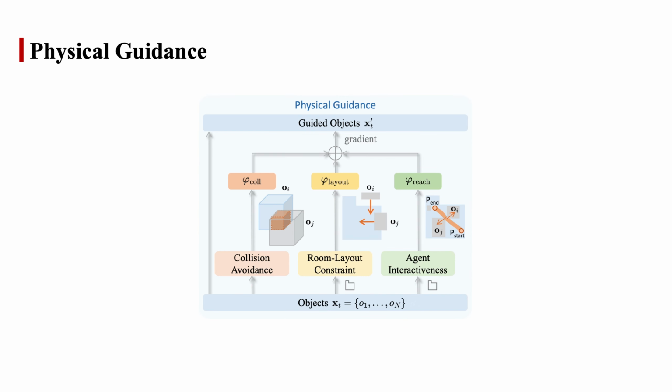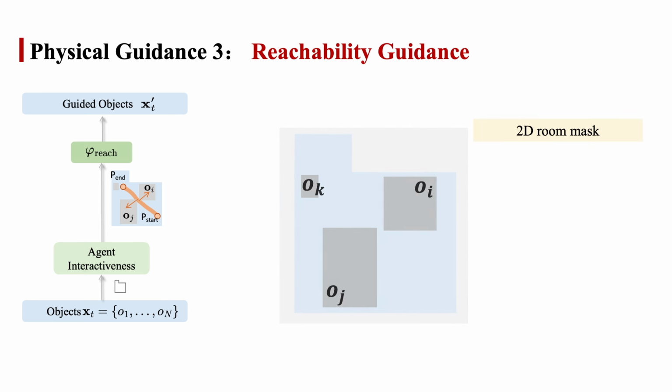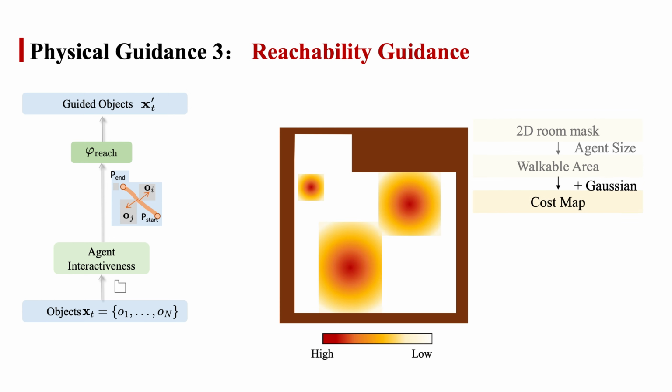Finally, we design a reachability guidance. Specifically, we first map the generated scene to a 2D room mask and calculate the walkable area considering the agent's size. Next, we employ Gaussian distributions on each object to form a cost map. With the cost map, we plan the shortest path between the center of the two largest connection regions.